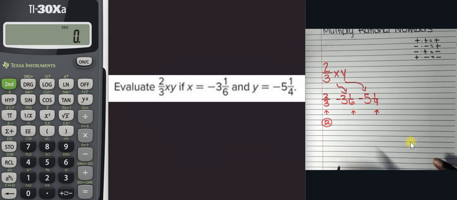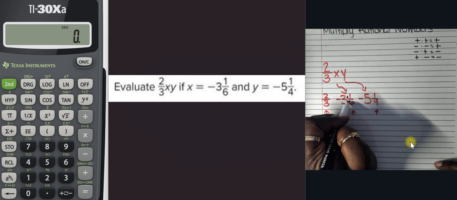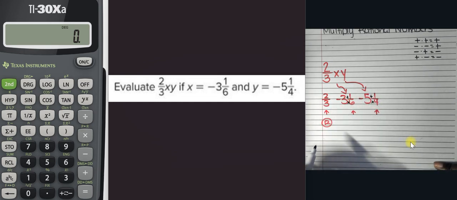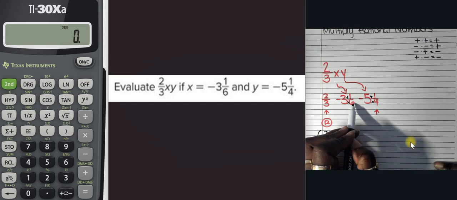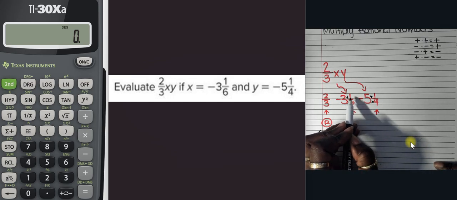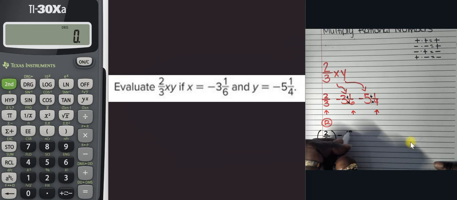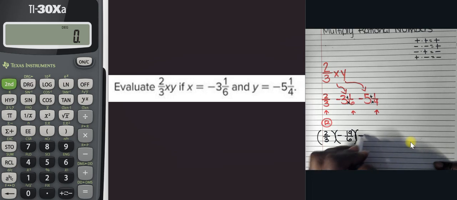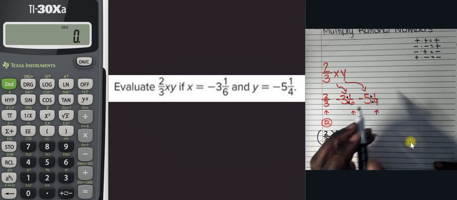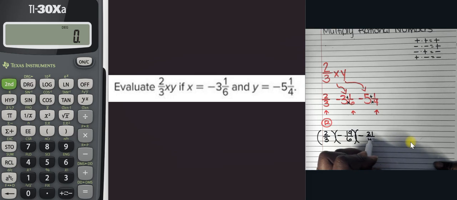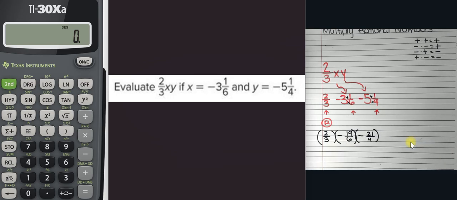All right. So now what we want to do is let's convert those mixed numbers into improper fractions. So we'll multiply the denominator by the whole number and add the numerator. All right. So now what we have is 2/3. We're going to bring that down. We're going to multiply that by negative, what is that? 6 times 3 is 18. 18 plus 1 is 19. So that's 19/6. Right. So we're multiplying by that. And then we're going to multiply by negative 4 times 5 is 20. 20 plus 1 gives me 21. And remember to keep your denominator.